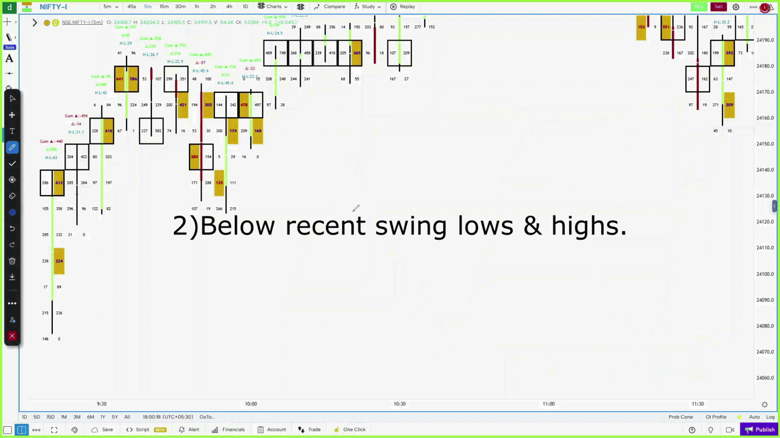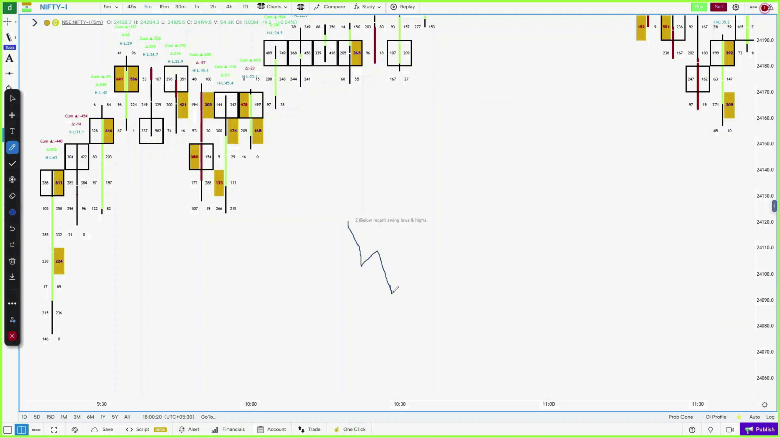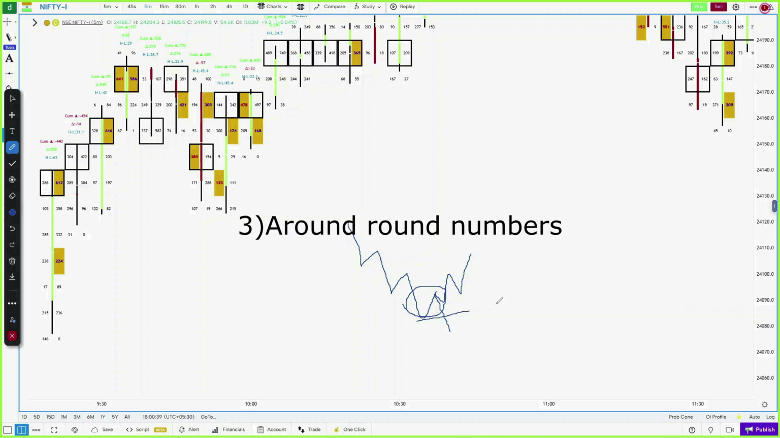The second is below a recent swing low and swing high. Let's say for example, if the price is coming down and before price really makes a higher high, there will be a liquidity sweep like this. So whoever went long a little early will be taken out. The third is generally around round numbers.